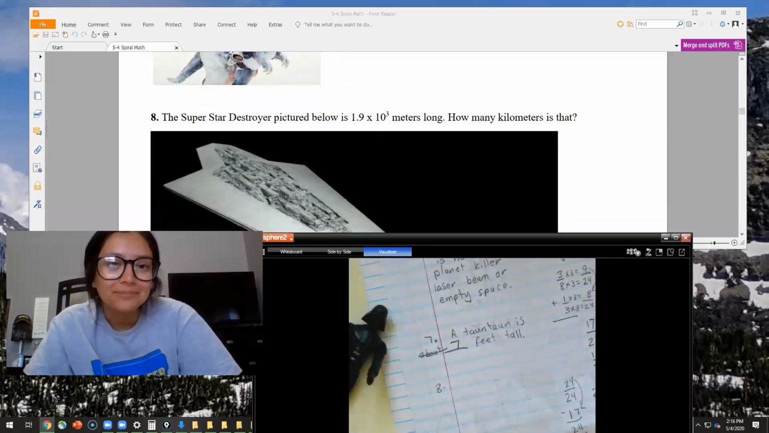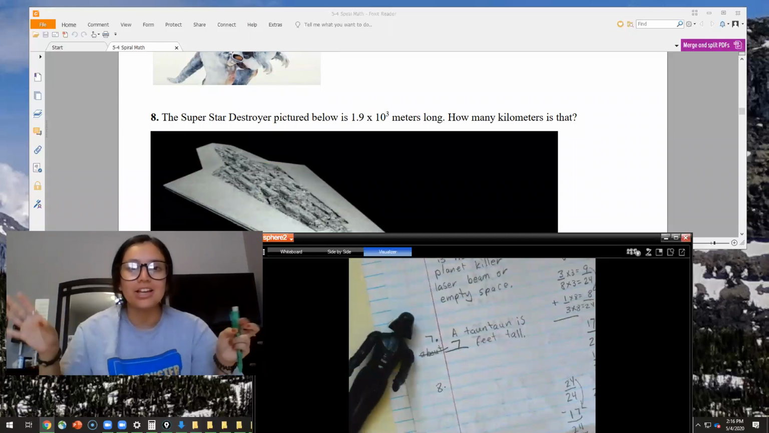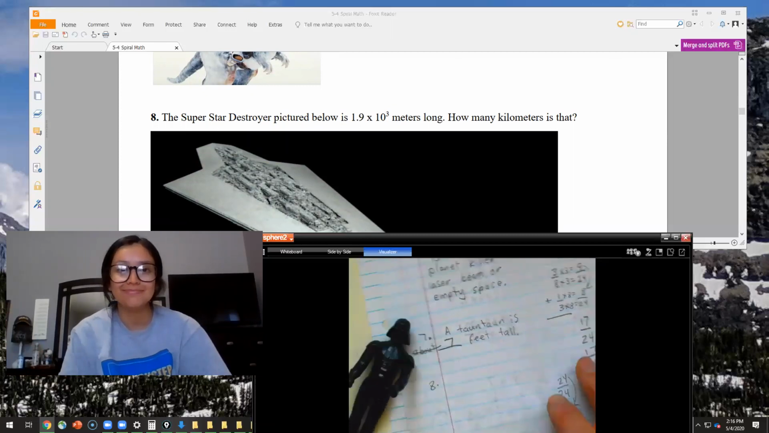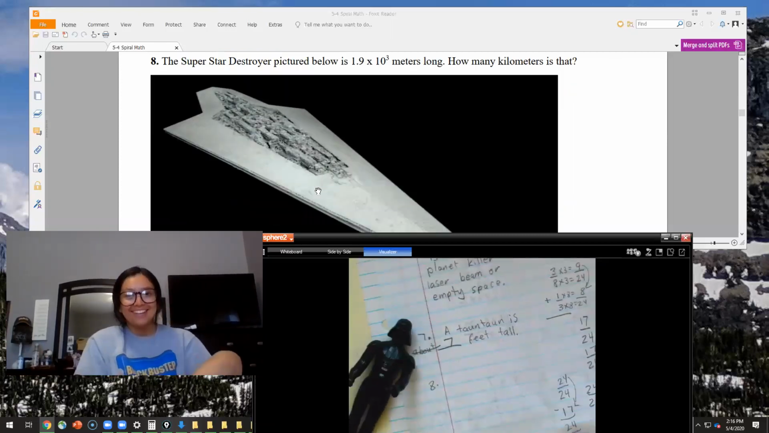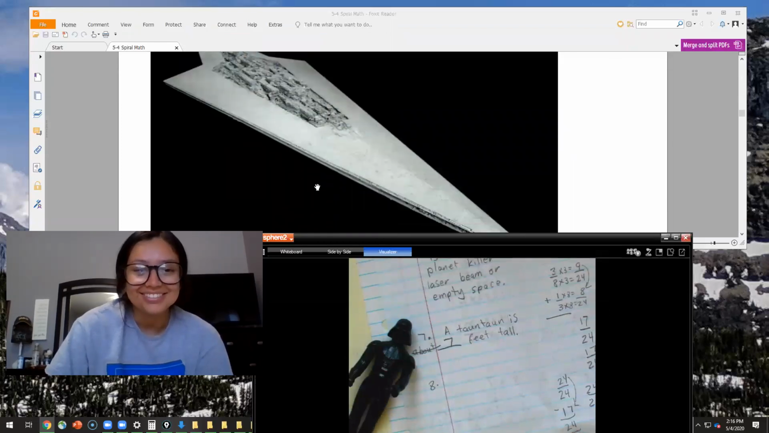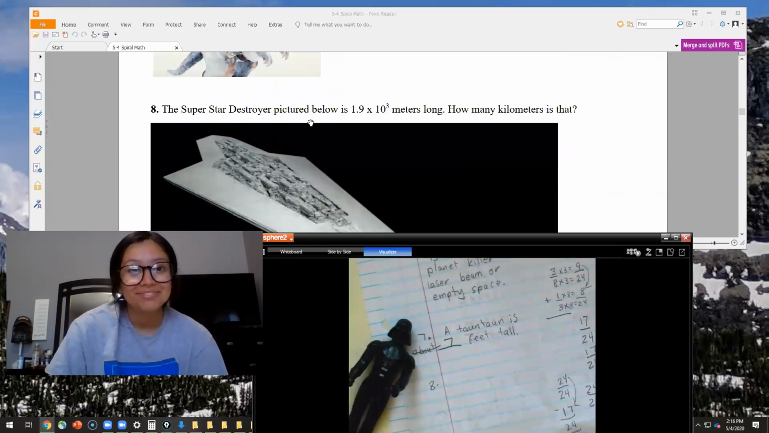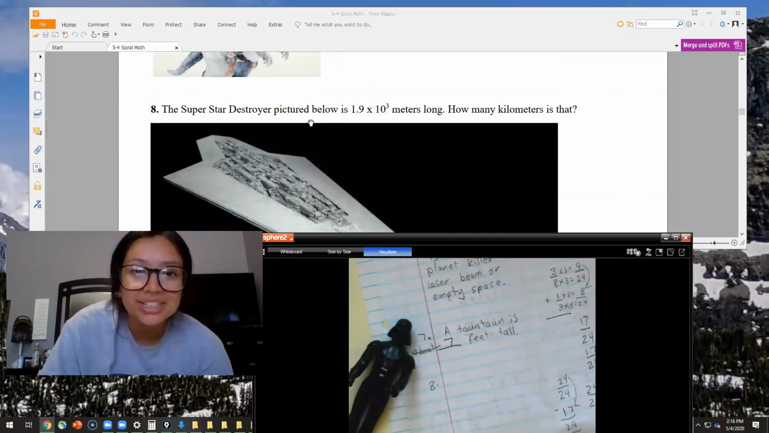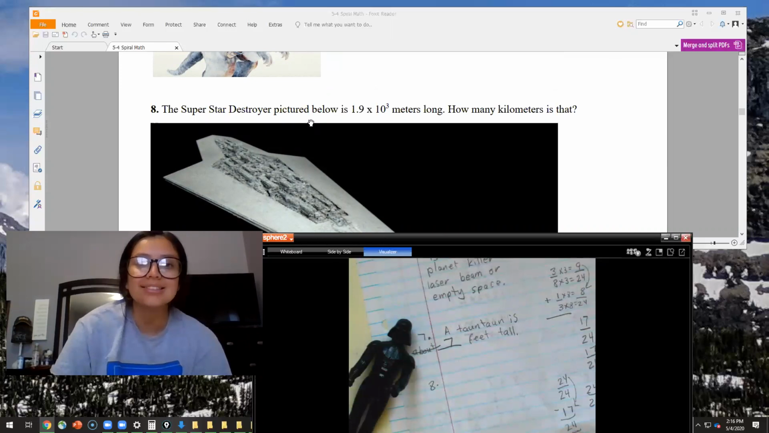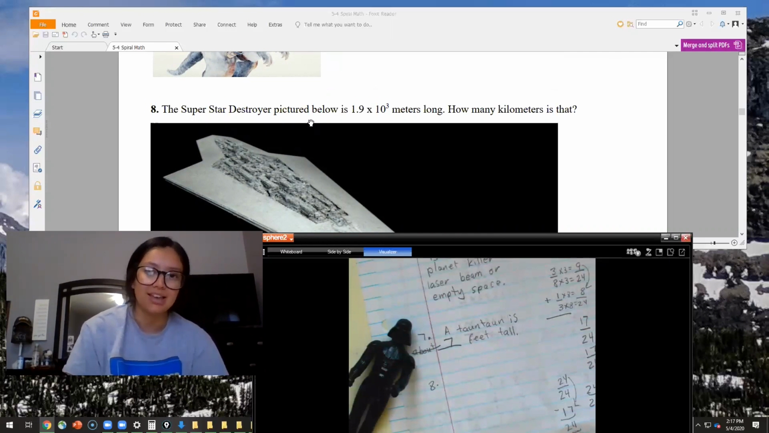The Super Star Destroyer. Wow. Is that a flying machine? Yes, the Super Star Destroyer is the biggest one of the Star Wars flying vehicles other than the Death Star. It's super big, and it's really long. How long is it, Miss Garcia? All right, it's 1 9/10 times 10 to the 3rd power meters long. How many kilometers is that?